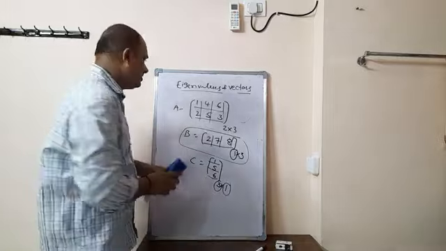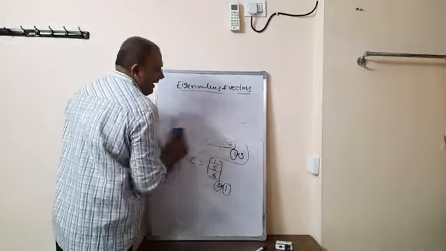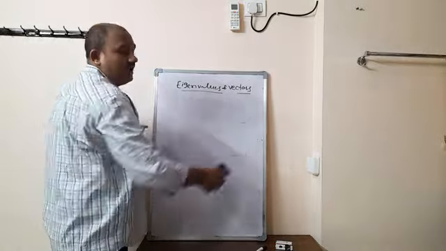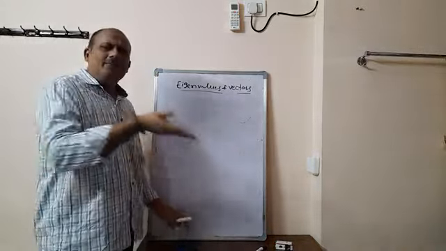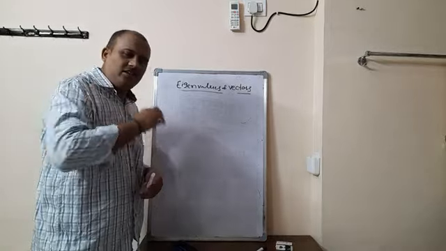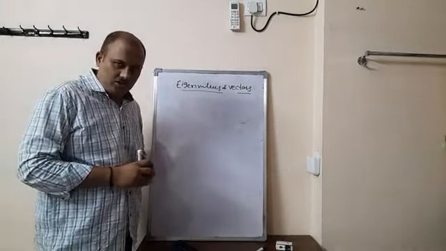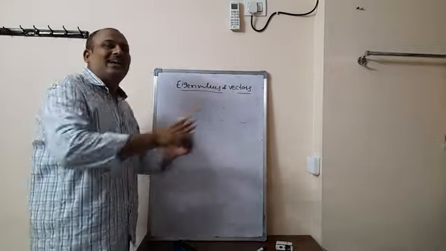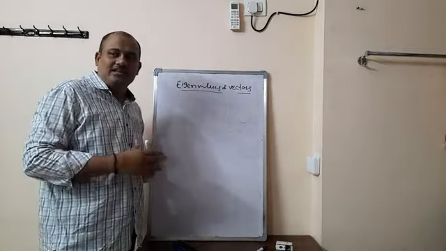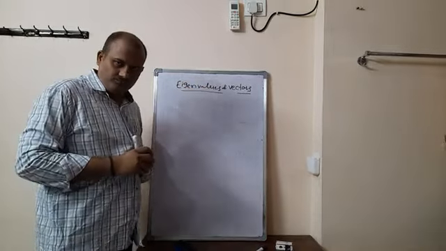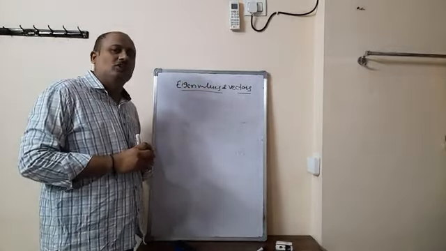The next one is the zero matrix or null matrix. As the name itself says, a matrix in which all elements are zeros is called a zero matrix or a null matrix. Every element in the matrix is 0.